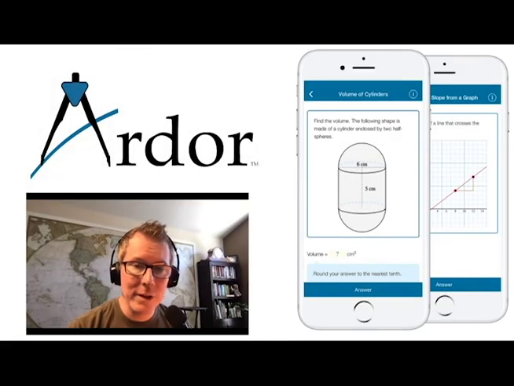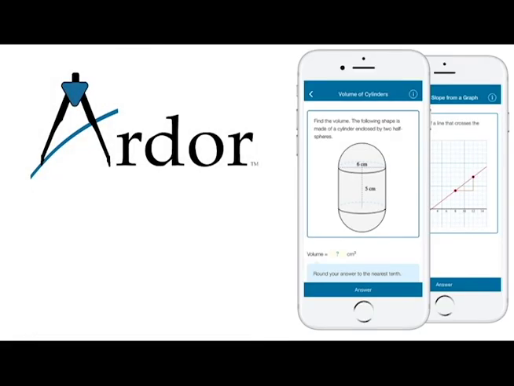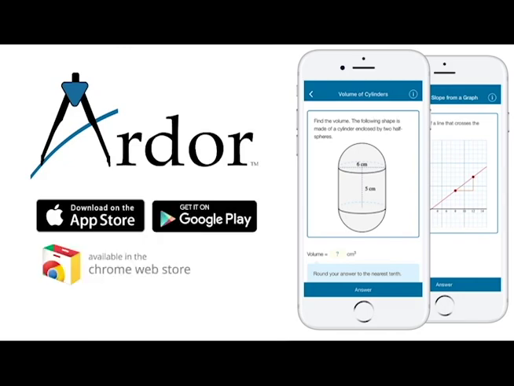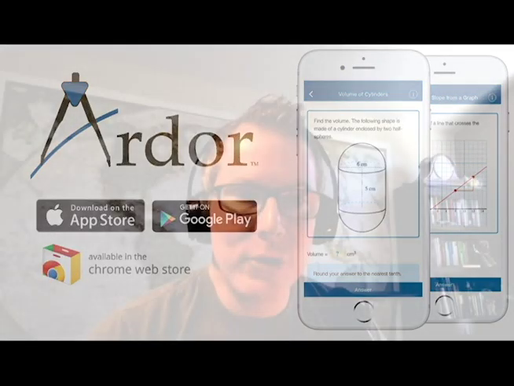Now, lucky for us, there are math systems out there that can do this differentiation by content for us. I actually now work in software, and I work for a company called Arter Education. There are others, but I'm going to talk about Arter because I'm proud of what we do, and that's not a bad thing, right? You're proud of what you do in your classroom, so I'm going to talk about Arter. But like I said, there are other options out there.